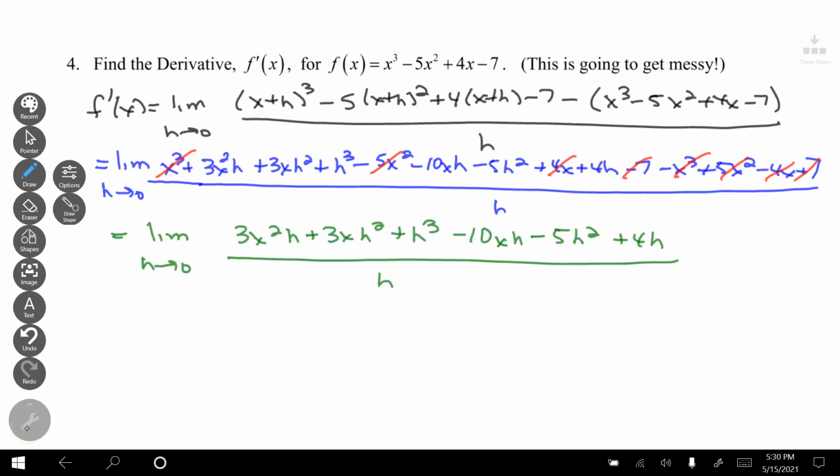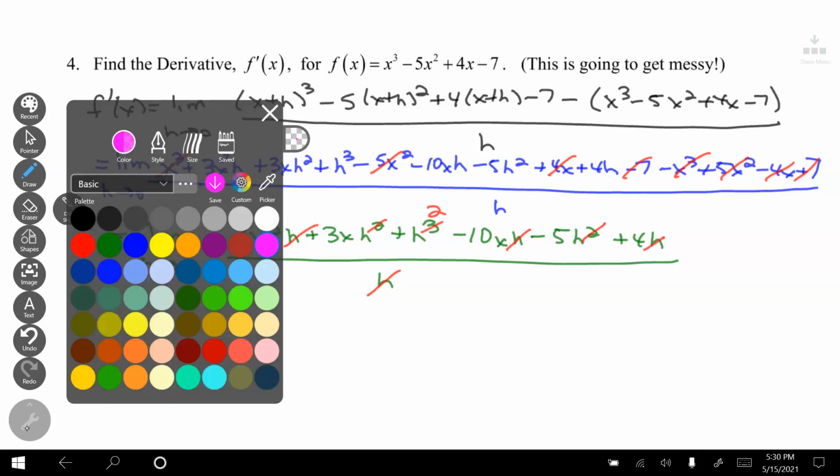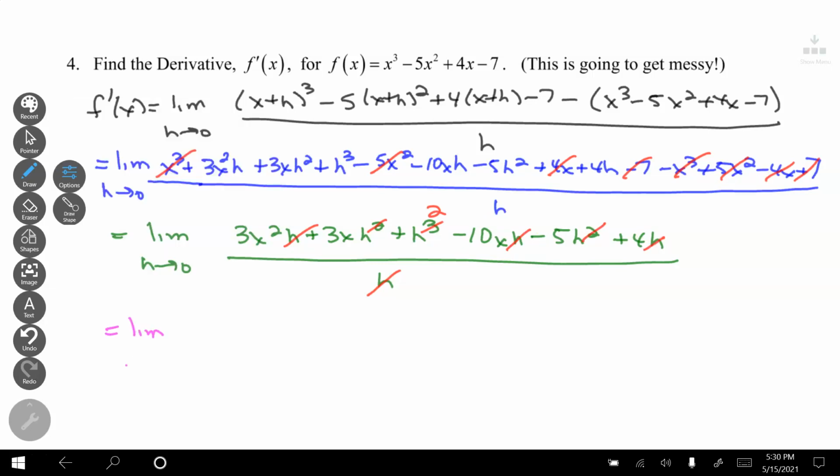Now I can cancel out 1 h everywhere. 1 h, 1 h, h to the first, h squared, 1 h, 1 h, 1 h. And I can rewrite it as the limit as h goes to 0 of 3x squared plus 3xh plus h squared minus 10x minus 5h plus 4.